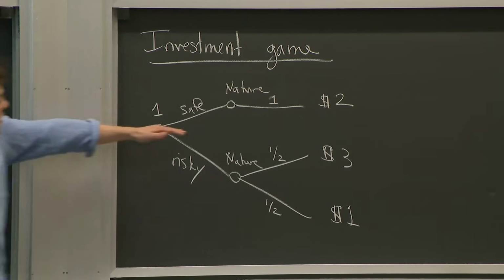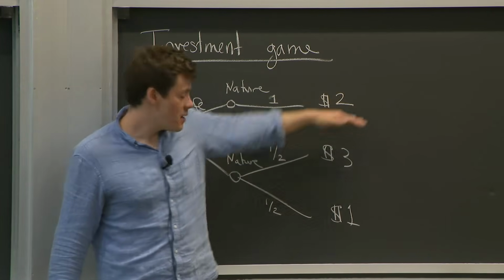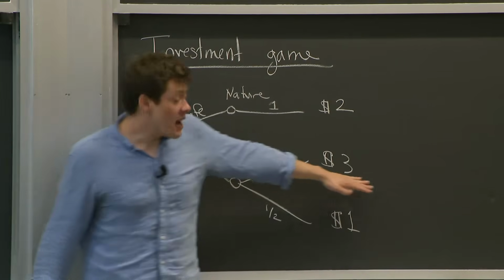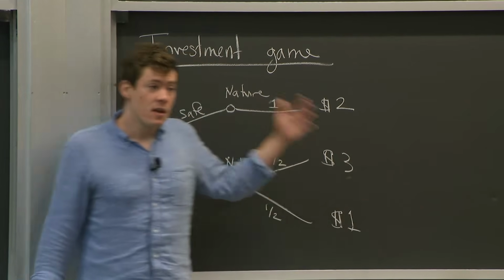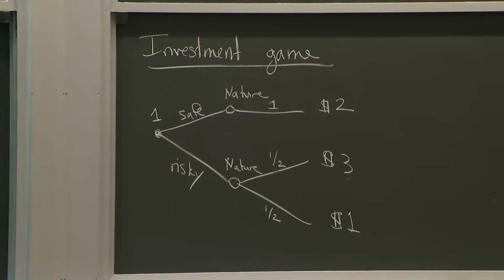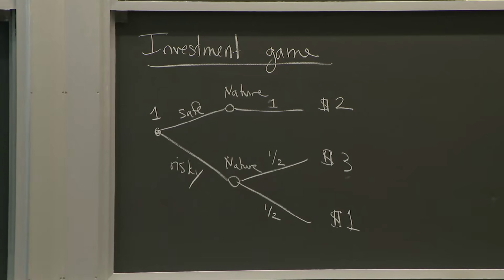So this says, if I choose the safe investment, I'm certain to get $2. If I choose the risky investment, then there's a half chance that I get $3 and a half chance that I get $1. But I would argue that this is not a complete specification of the game. What's missing here? If I want to specify this problem, what have I not told you?